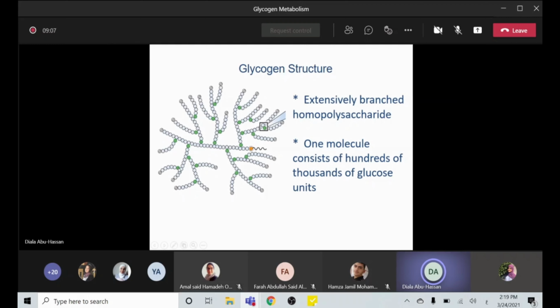This molecule is made of glucose residues that form a main chain, as you can see in here. This is the main chain in the middle next to this yellow ball. And from this main chain, branches come out. There are so many layers of branches that reach like 13 layers, branch and branch and branch, 13 times, okay? And the distances between these branches are relatively smaller in comparison to those between glucose residues in starch, okay? So it's extensively branched. It's a homopolysaccharide because it's just made of glucose. There are no other monosaccharides.